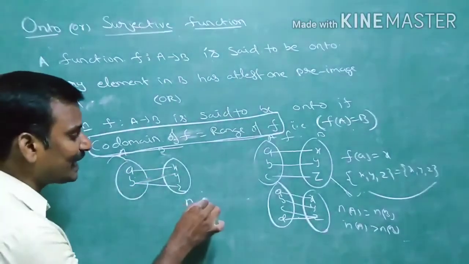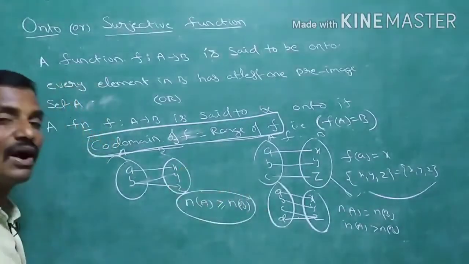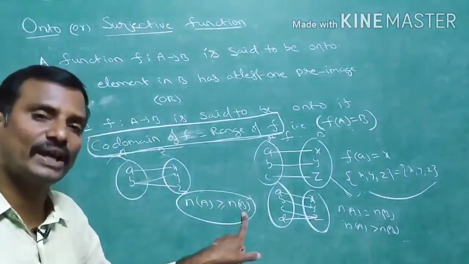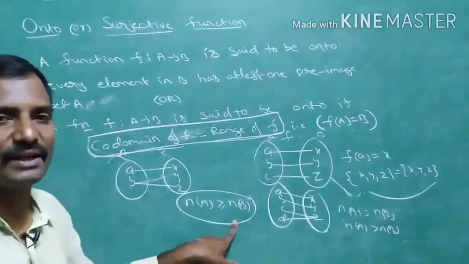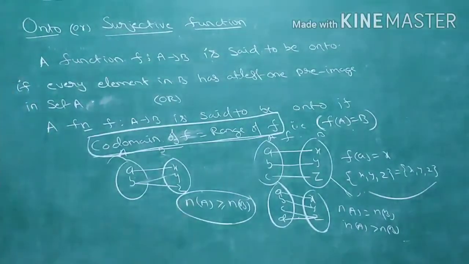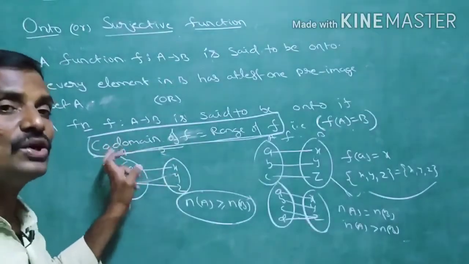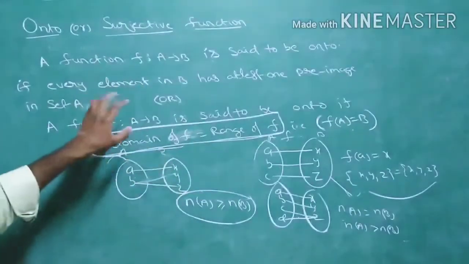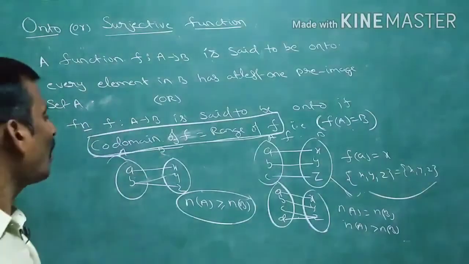For onto function condition, n of a is greater than or equal to n of b. This is the condition for onto. What is the condition for one-one? n of a less than or equal to n of b. For onto, n of a is greater than or equal to n of b. This is the condition for onto function or surjective function. What is the definition of onto? Codomain of f is equal to range of f. Every element in set B has at least one pre-image in set A. That is the onto function.